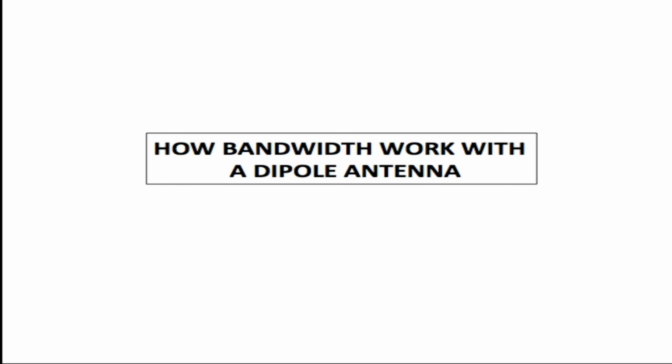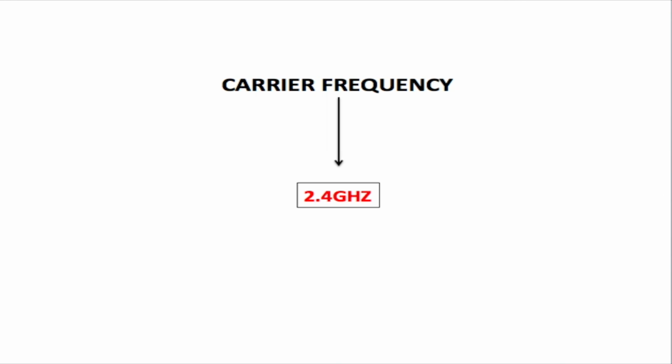In this video, we'll discuss how to improve bandwidth using a dipole antenna. This type of antenna is well suited for enhancing your Wi-Fi signal performance. When transmitting data, we use a carrier frequency to carry the information. In this case, we're using 2.4 GHz, a widely utilized frequency band primarily used for Wi-Fi communication.